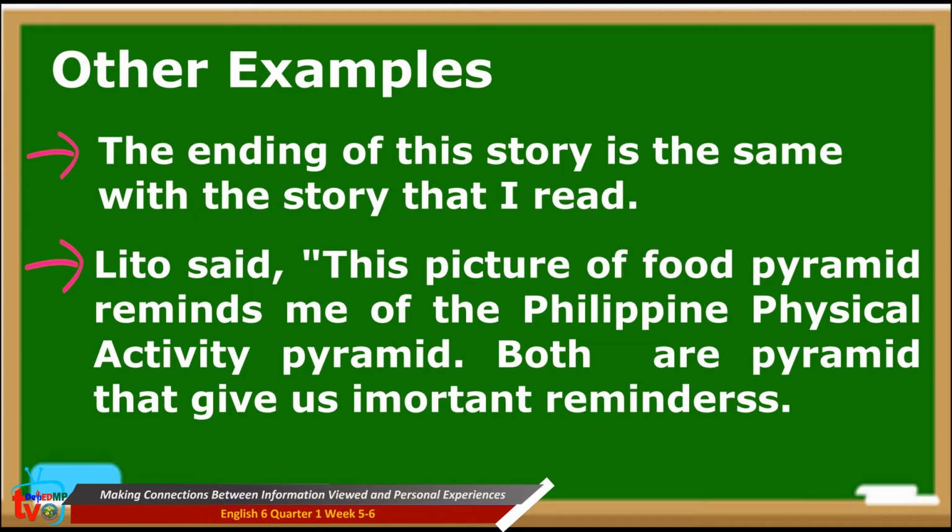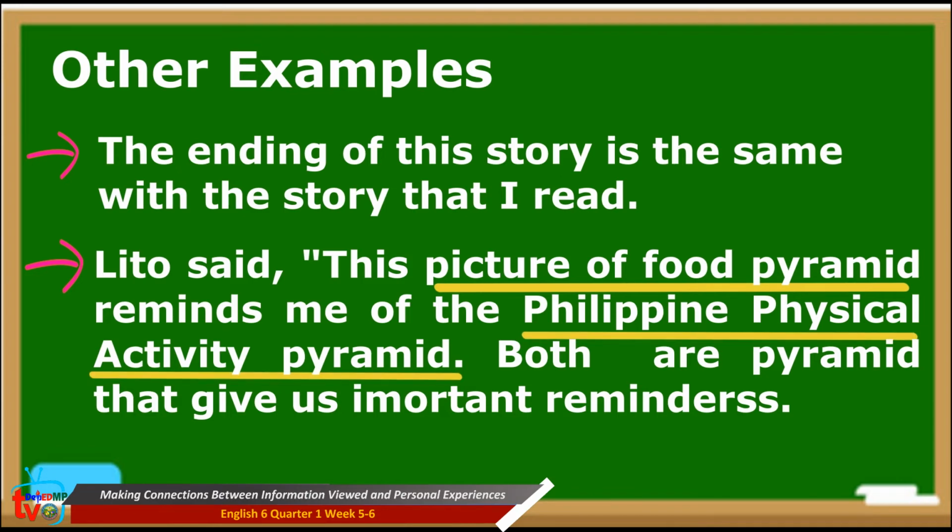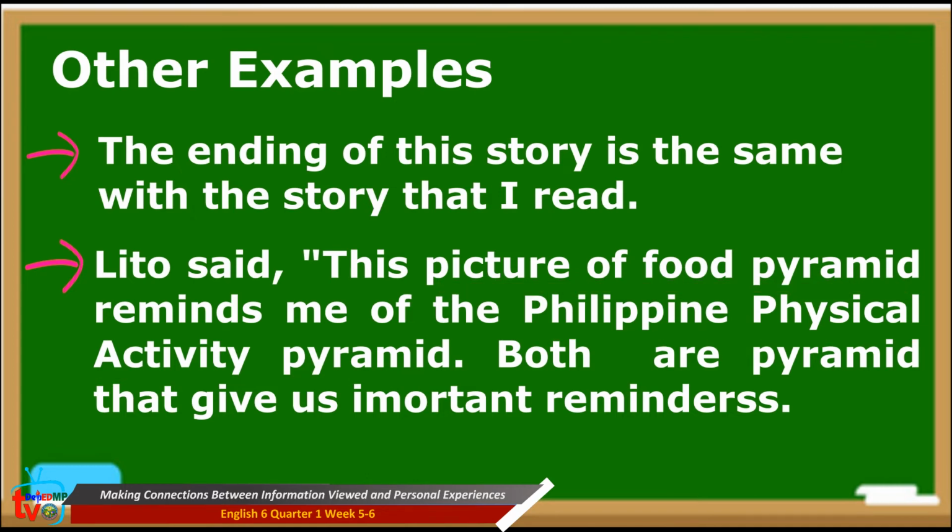In the first example, it is a text-to-text because there is a connection from the text of the two stories. In the second example, we do text-to-text connection when we can relate one information to another when viewing a picture. We relate the picture of the food pyramid to the Philippine physical activity pyramid that we previously viewed. We can see that text-to-text is the same with information-to-information connection in viewing.